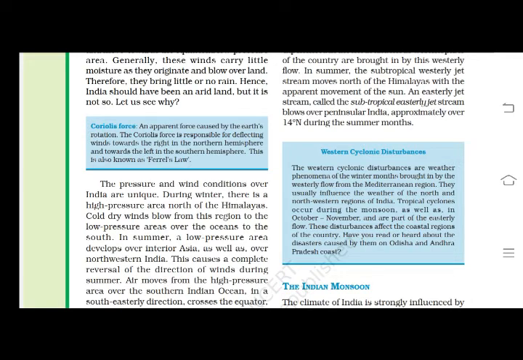Tropical cyclones occur during the monsoon as well as in October and November, and are part of the easterly flow. Firstly, we had western cyclonic disturbances in the north and northwestern regions. Now we are talking about tropical cyclones, which occur during the monsoon as well as in October and November. These disturbances affect the coastal regions of the country.